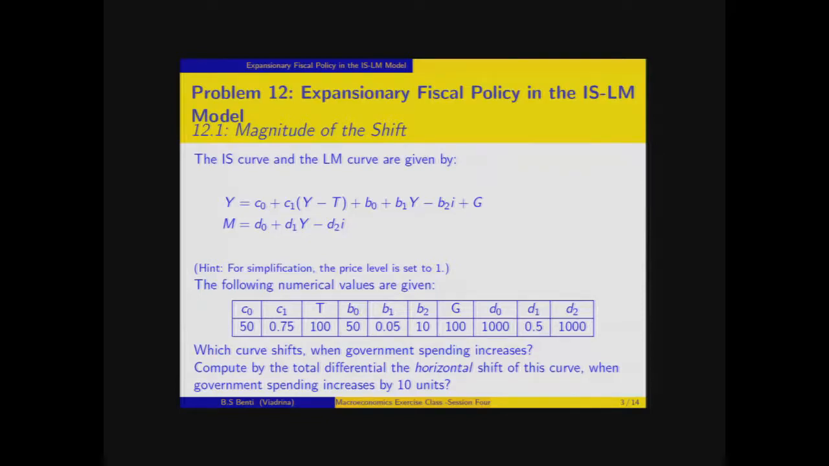The numerical values are given for each variable and each parameter in the formula. The question here is which curve shifts when the government spending increases. Compute by the total differential the horizontal shift of this curve when government spending is increased by 10 units.